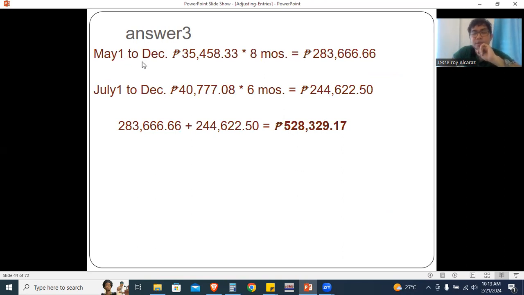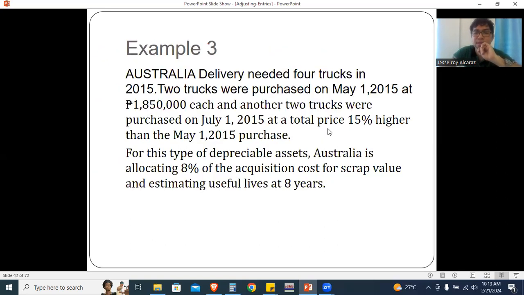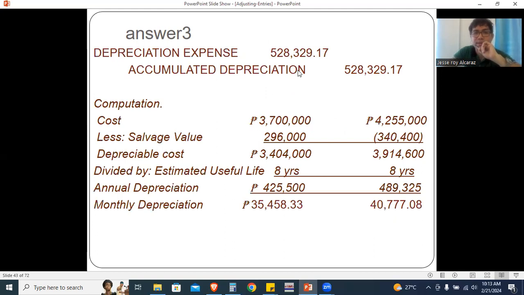Therefore, for the equipment purchased in May, we will be depreciating them for 8 months. So monthly depreciation times 8 months, that's so if you use the calculator na ay difference in centavos, but for purposes of discussion, we'll just use this figures. So immaterial man ang difference, so let's just stick with this one. And then you add the two depreciation, you will arrive at 528,329.17. And mo na siya ang ato ang entry.